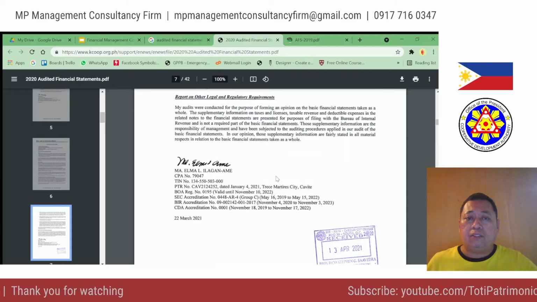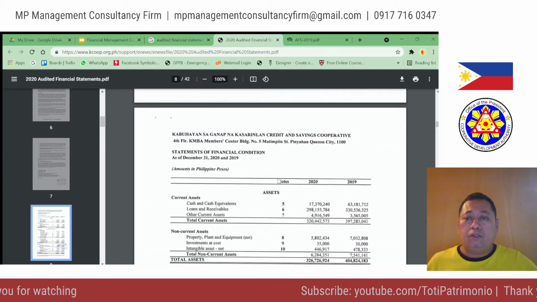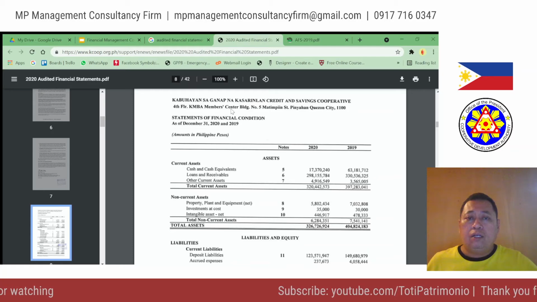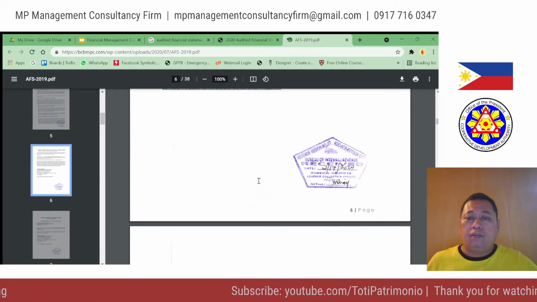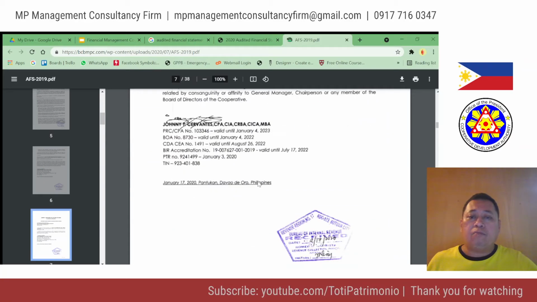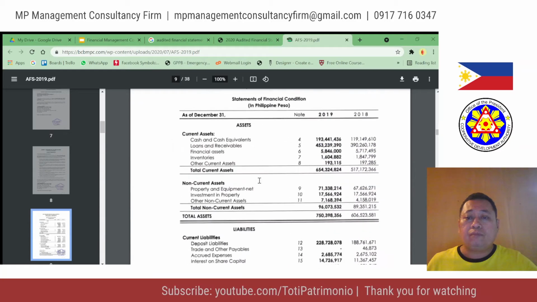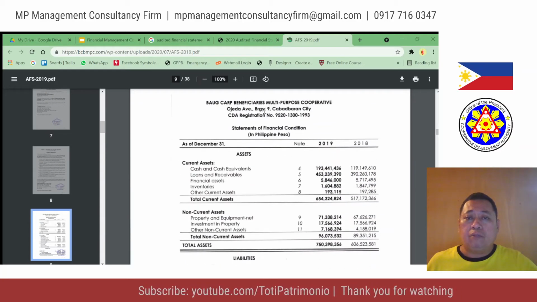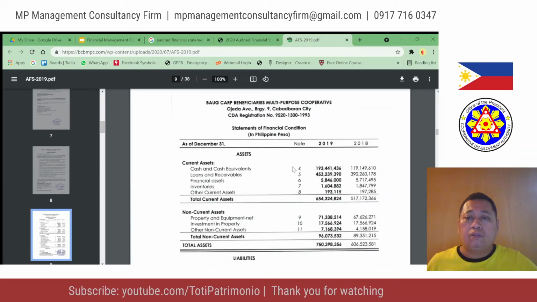The released financial statement is unqualified, meaning the opinion of the auditor gives reasonable assurance that the financial statements present fairly in all material respects. Now let's move to the statement of financial condition. For both of them, this is the statement of financial condition.